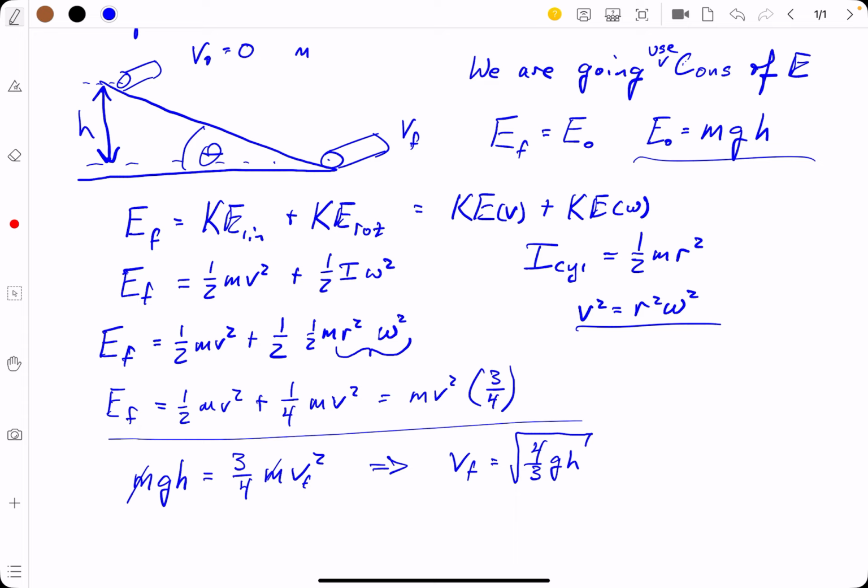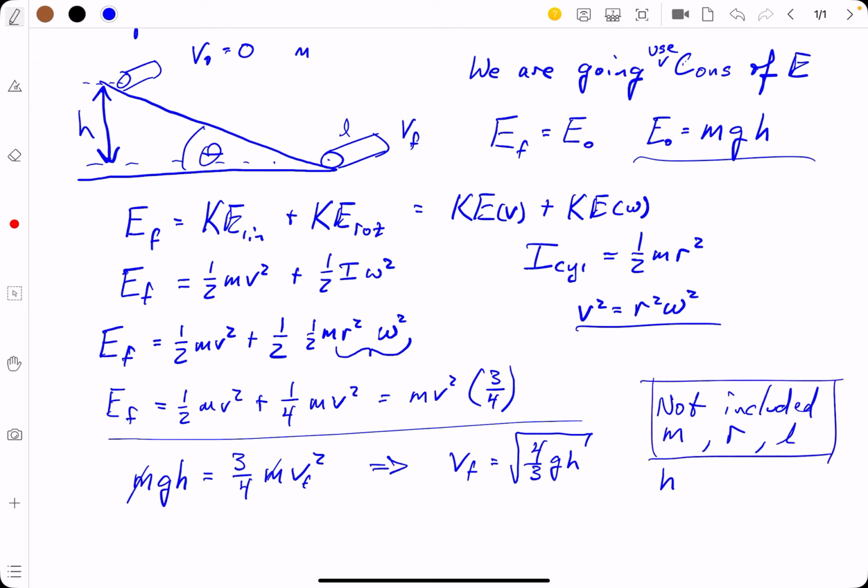for that problem. If you notice, v final is not a function of the mass. It's not included. We don't care about the mass. We don't care about the radius of the object, right? We don't care about the length of the object. It could be this long. We don't care about that length either. So all we need is the height above where we're going to measure the v final. So the mass is not included, but the height and gravity are needed. They're required.